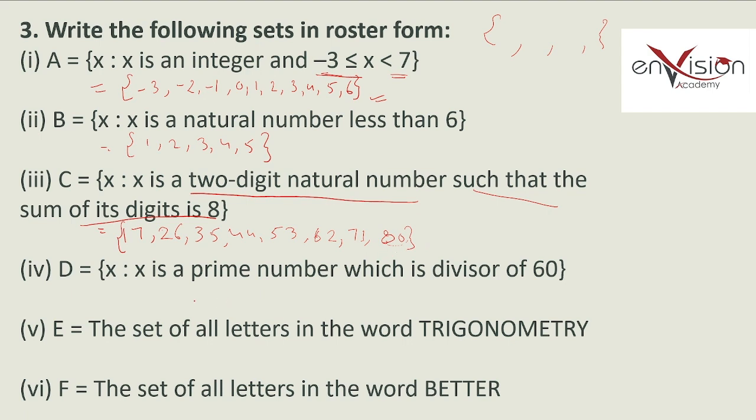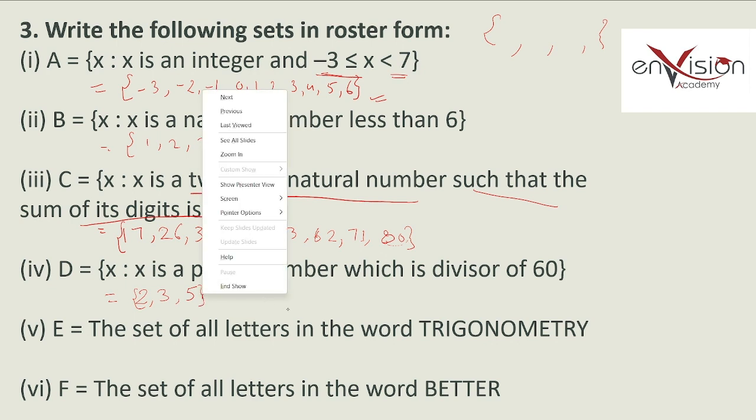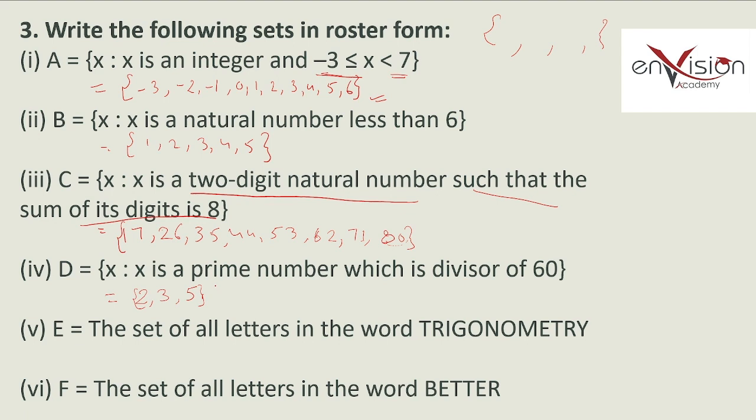Next we have X is a prime number which is a divisor of 60. Now you have to think about the prime numbers which divide 60. 2 is a prime number which is a divisor of 60. 3 is a divisor of 60. 5, these are the prime numbers. 7 is a prime number but it doesn't divide 60. Then 11 and so on. If you check, except 2, 3, 5, no other prime number is a divisor of 60.